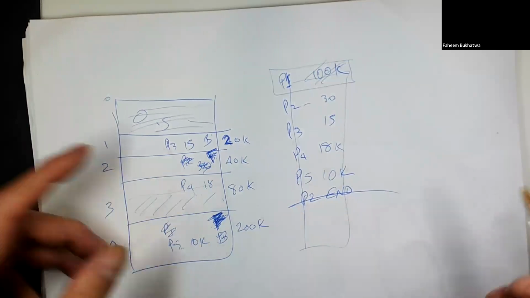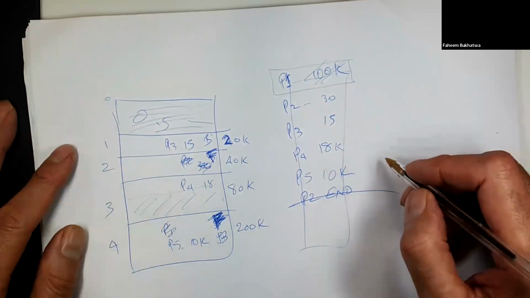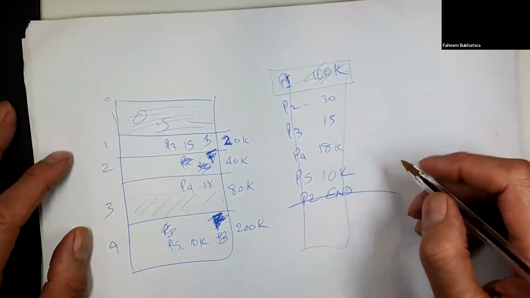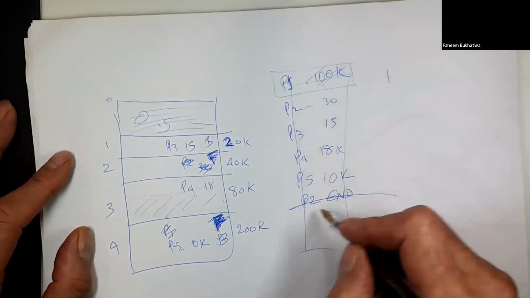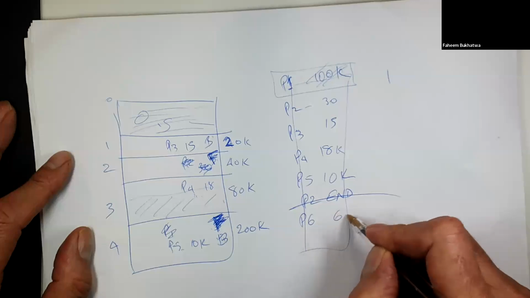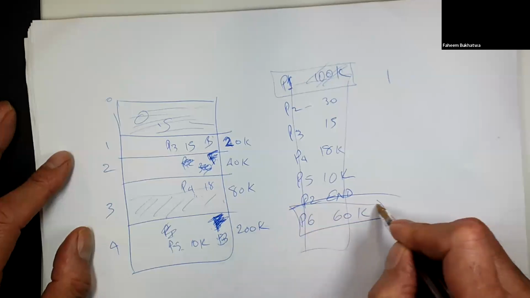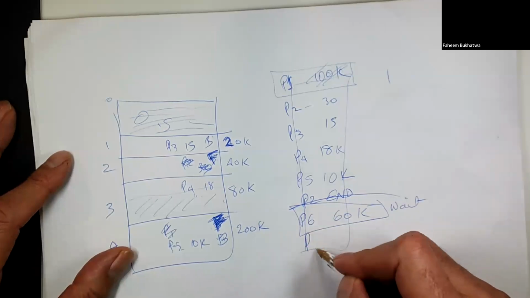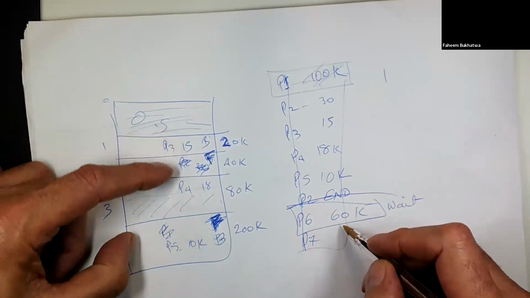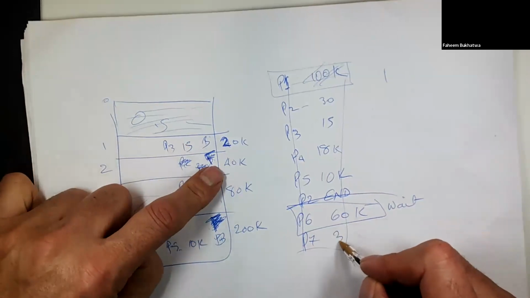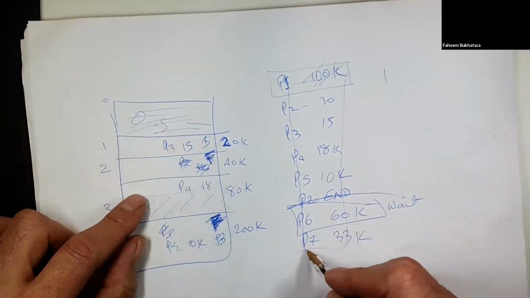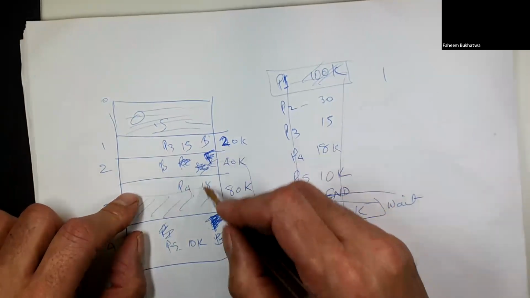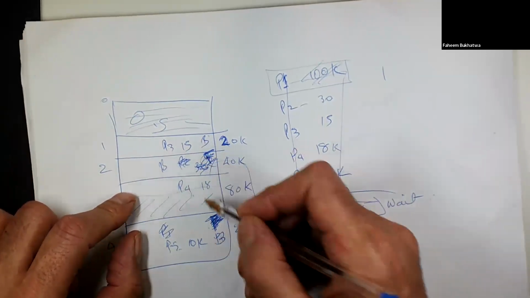Now we get another program that's 60K. We cannot allocate it, so it has to sit and wait. So program number 6 needs 60K. We say, wait, you can't execute. Another program comes in that's a little bit smaller, that can fit in 40. So this one needs 33K. It will go there, so that's busy. And this one is still waiting for a big block.